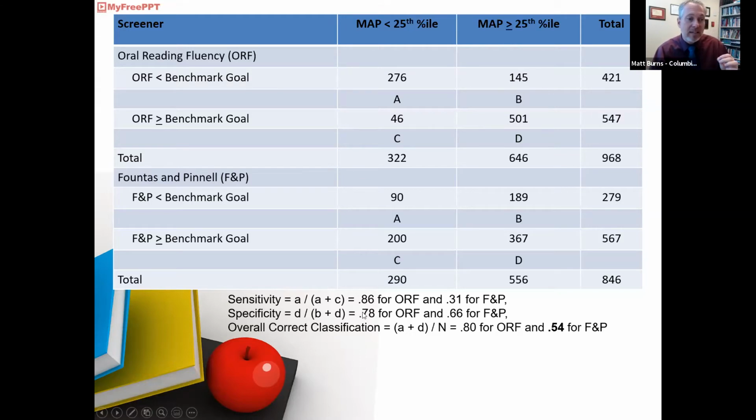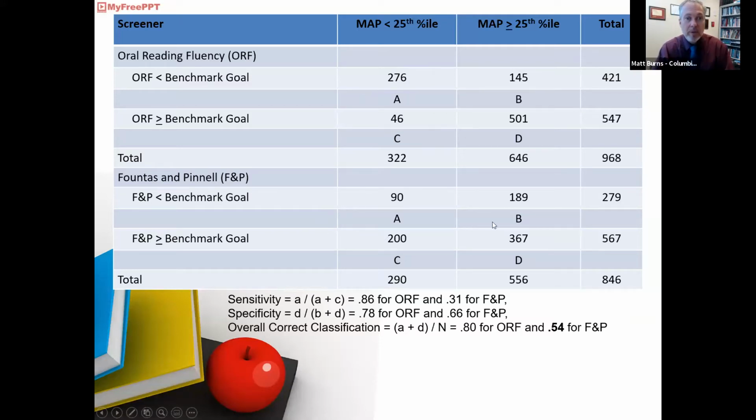I'm much more interested in sensitivity than specificity. I want to find the kids who struggle more than identify the kids who will do well. So in this case, overall correct classifications, 80%. Again, B minus, not great, but certainly acceptable, and good sensitivity, good at identifying struggling readers.